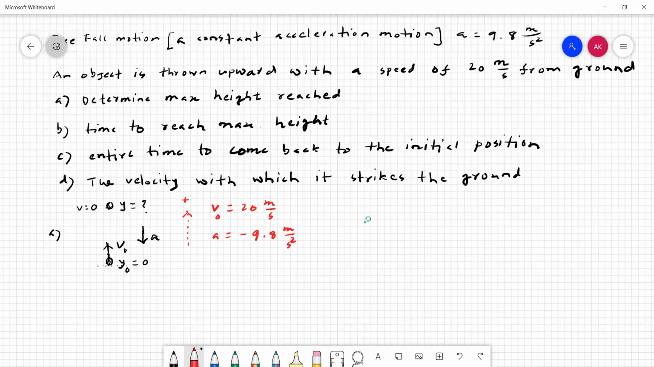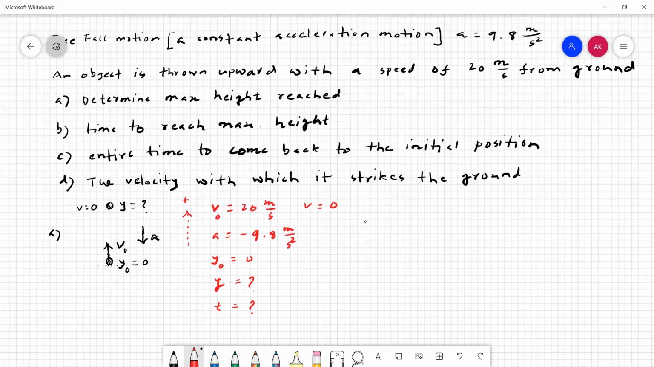Okay, y0 is 0. y is the one that we don't know. t, the time to reach the maximum height, we don't know. Okay, so v naught and v, actually we know the final velocity is equal to 0. So now, utilizing those given parameters and a kinematics equation, we can solve the problem.